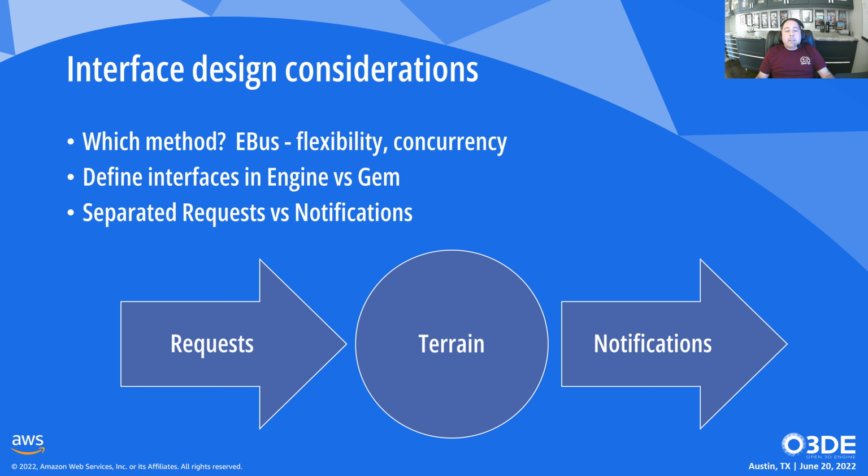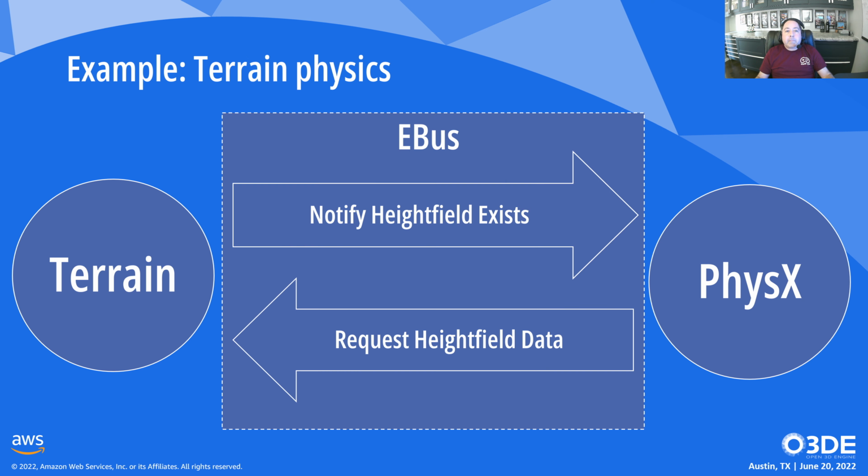One other thing to consider when designing interfaces is that it's helpful to make a clear distinction between requests that feed into the system and notifications that are sent out of the system. The terrain system processes requests and then sends out notifications. Other systems can then process those notifications and send out requests.